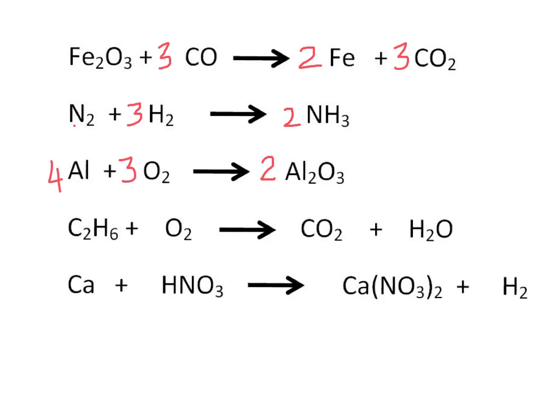It's worthwhile checking this once again. You got 4 aluminum here, 2 multiplied by 2, you got 4 aluminum here. 3 times 2, 6 oxygen here. 2 times 3, you got 6 oxygen here.